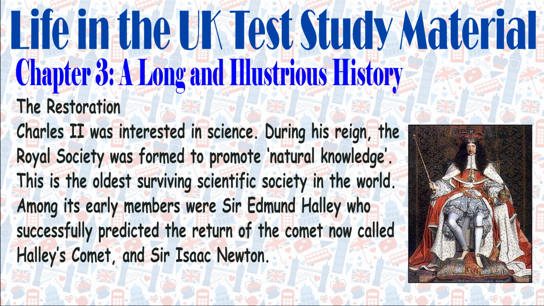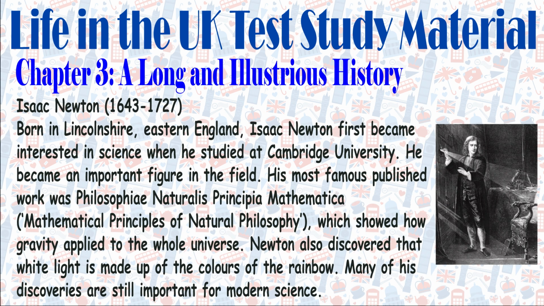Charles II was interested in science. During his reign, the Royal Society was formed to promote natural knowledge. This is the oldest surviving scientific society in the world. Among its early members were Sir Edmund Halley, who successfully predicted the return of the comet now called Halley's Comet, and Sir Isaac Newton.